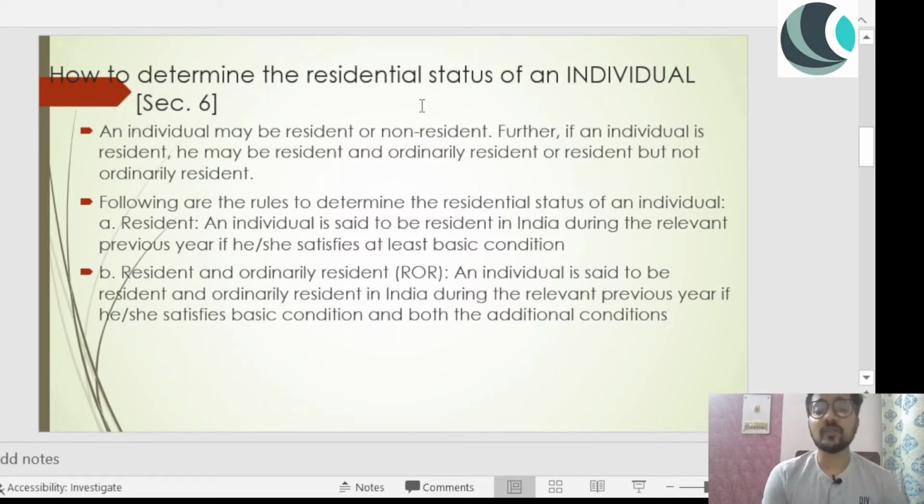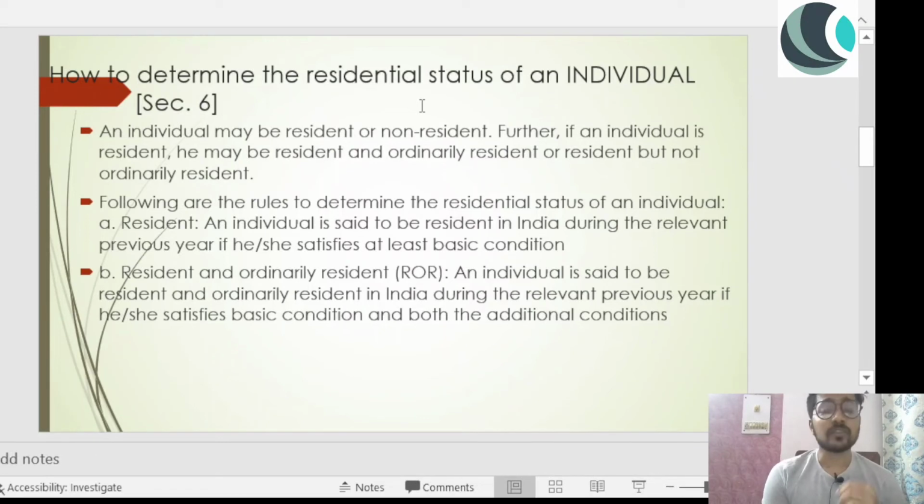Resident: an individual is said to be resident in India during the relevant previous year, because let's suppose we are talking about the assessment year of 2022 to 23 and the previous year is 21 to 22, right? If he or she satisfies at least one basic condition. So there are two basic conditions, we'll talk about them.